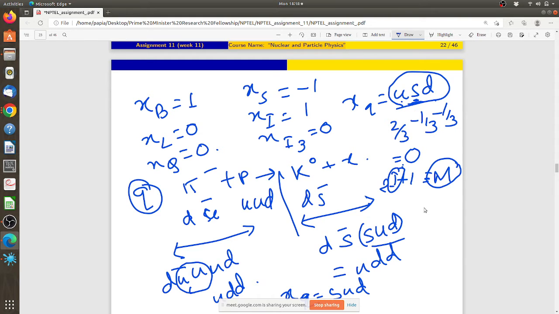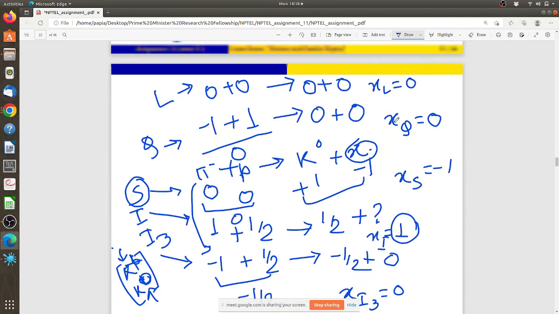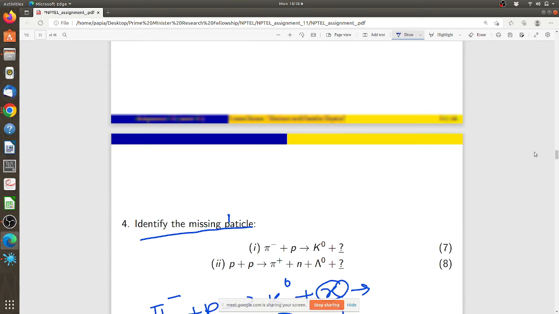So obviously what will be the particle? The particle will be sigma 0. Why sigma 0? Because sigma plus, sigma 0, sigma minus, these 3 are in the family, and among that 3 members, sigma 0 has a value of I3 as 0, and it has a quark content as USD, so that's why the answer of X will be sigma 0. You can also check from that list also.